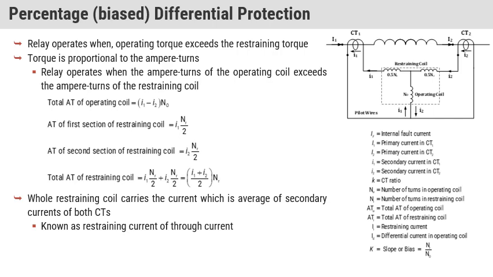This is how we overcome the problem of exactly matched CTs, and now our principle has changed. Now only if the operating torque exceeds the restraining torque do we have an operation of the relay. So if the CTs have any kind of mismatch, the same current will also flow in the restraining coil as well as in the operating coil, so both torques are the same. In that condition, the relay will not get energized and it does not create any malfunction.